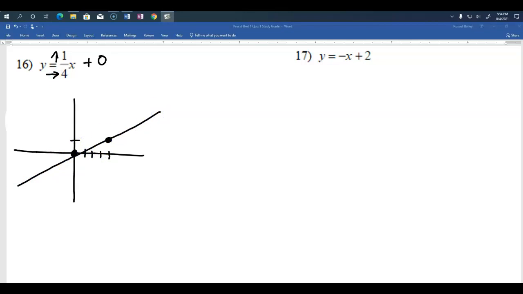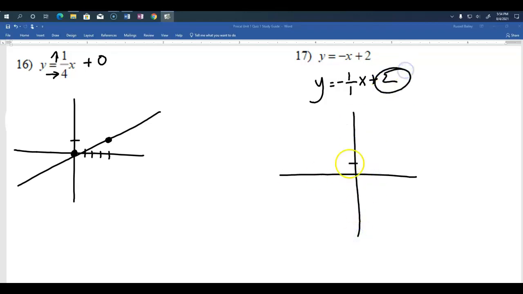We'll take a look at 17. On number 17, I'm missing the rise and the run, and as I said, they're both 1 in that case. So I'm going to replace the blank with 1 over 1. And that means I'm going to start at my y-intercept, which is 2. And then I'm going to go down 1 because it's a negative, and then right 1. So down 1, right 1 from my y-intercept would put me there, and there's my graph.